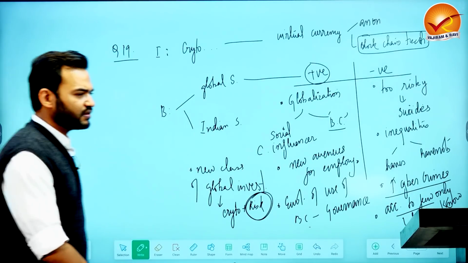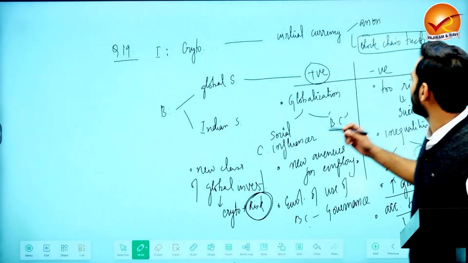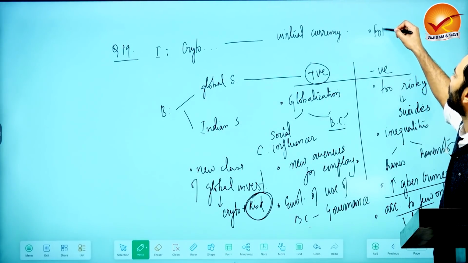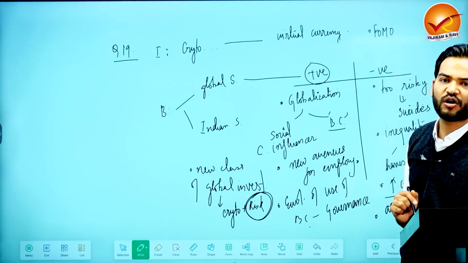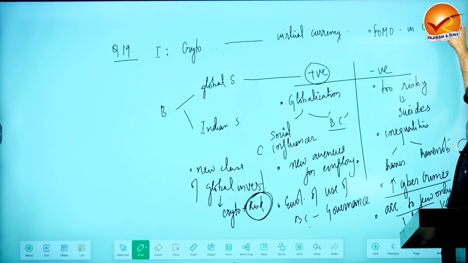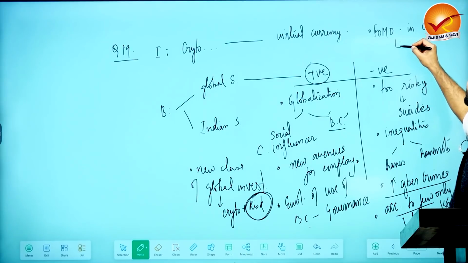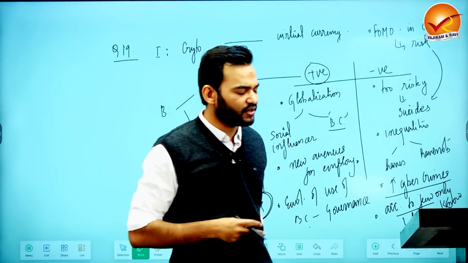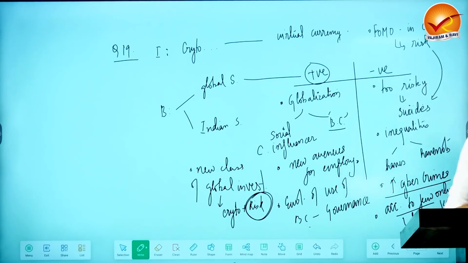And there is something called FOMO also. It has started a new trend of FOMO, fear of missing out in the crypto market, which leads to people taking risk and ultimately committing suicide. So you can write so many points here. Lots of points can be written here.